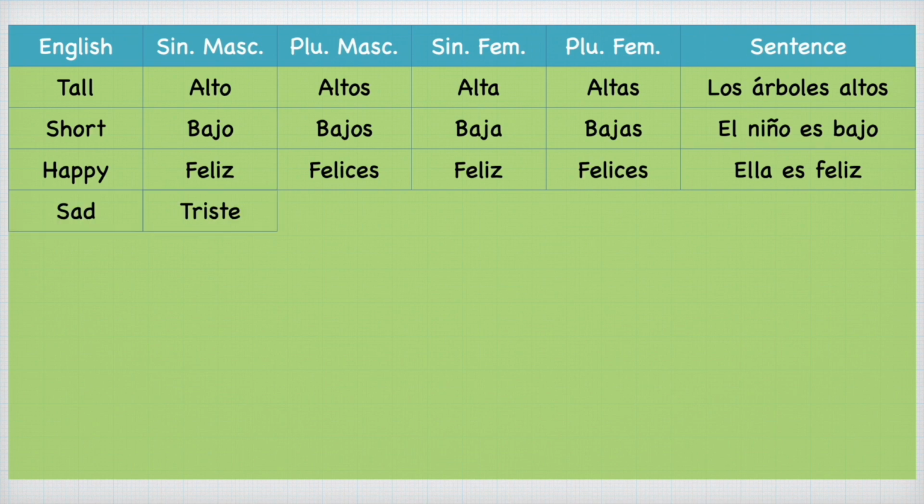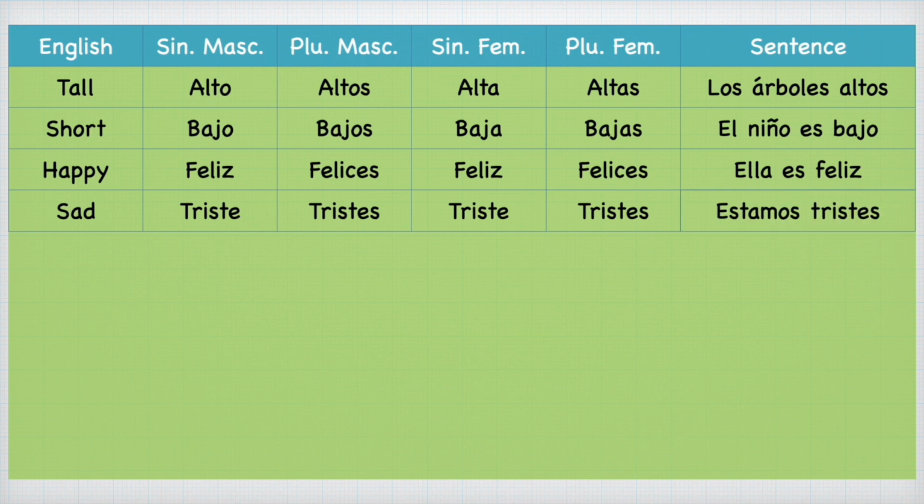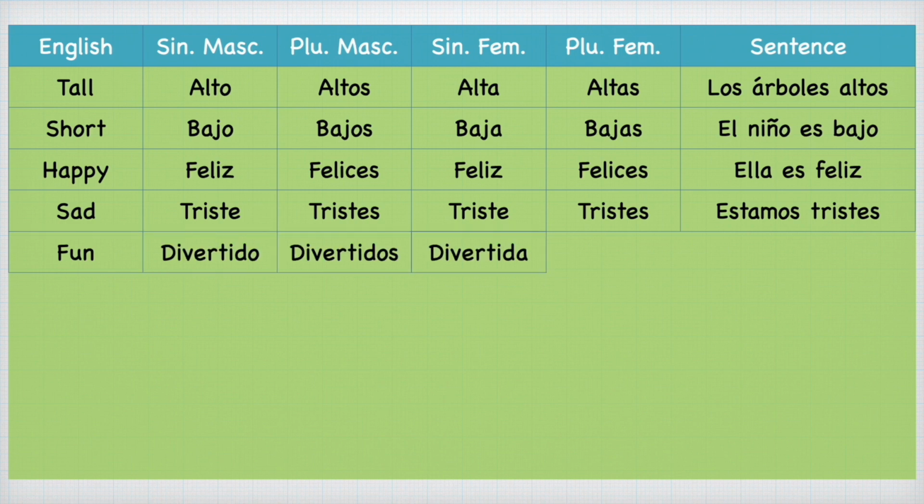Sad is triste, and then in plural we have tristes. And again, this one is the same for masculine and feminine. Estamos tristes. We are sad. Fun, divertido, divertidos, divertida, divertidas. El juego divertido, the fun game.